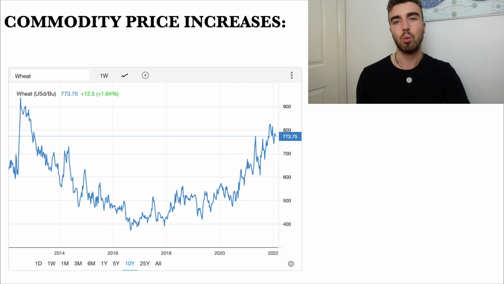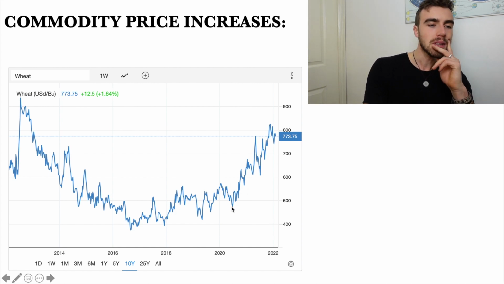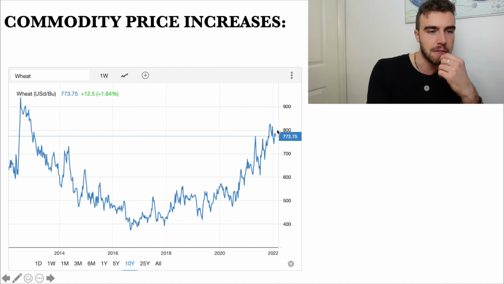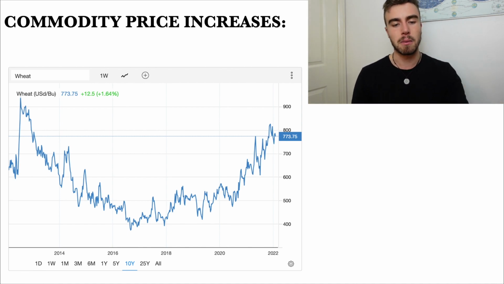Here's another example: wheat, the bread and butter of a lot of people's diets, quite literally, with bread and other carbohydrates, etc. You can see sharp increases in wheat prices. What have we got here? So pre-pandemic, we're at about 550. Now we're approaching 800, and actually went over 800 a couple of months ago.